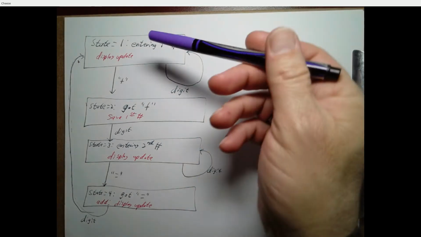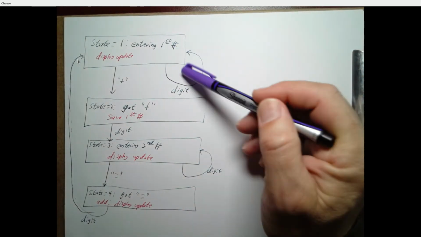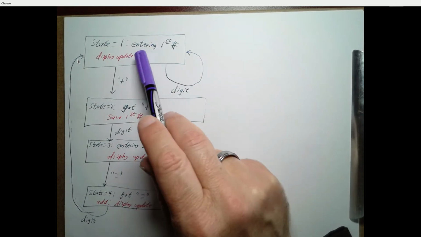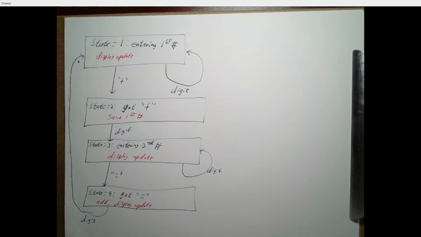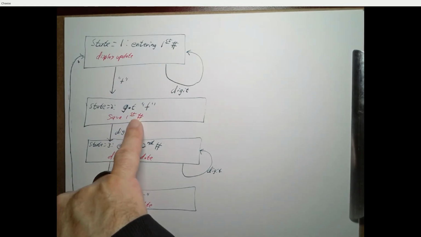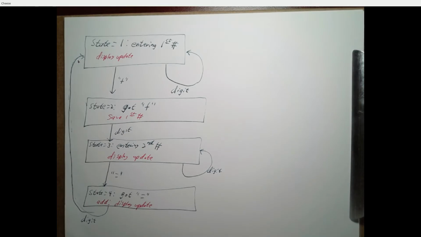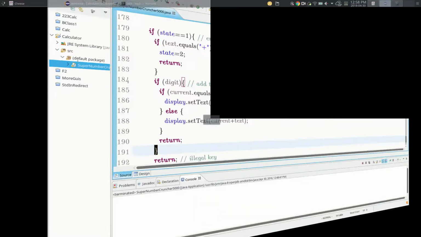So we've got our state machine, we've got state 1 coded. We can enter digits, we can update the display, and we're waiting for a plus sign. And plus sign right now just changes us to state 2. What else do we need to do though when we hit a plus sign? Save. Got to save our number, because eventually we're going to want to add it.